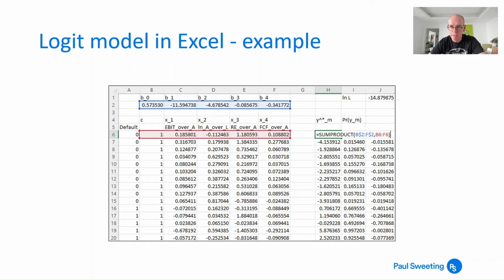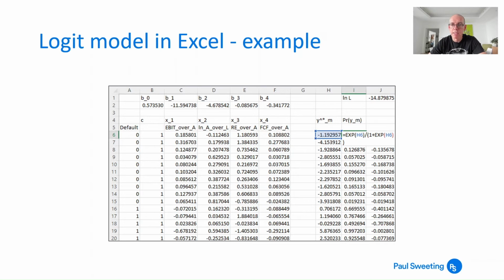And you can see I've fixed the blue cells at row 2, which means if I copy this formula all the way down, it's always going to be the product of the parameters in blue and whatever row I'm looking at. You also see I've added an extra column here, which is column B, which is always 1, and that's essentially just to multiply the constant by, so that for any firm that I'm looking at, I've got that constant of, in this case, 0.573530 added to whatever else I get, and that sum product, that is y star m.